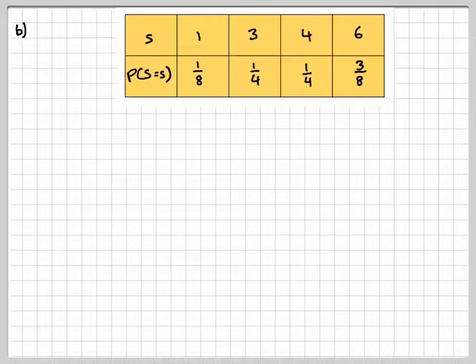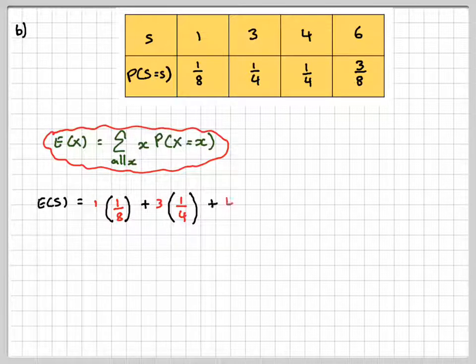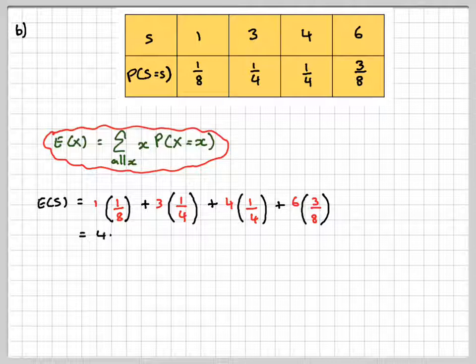Right, writing the table out again. To find the expected value, you do the sum over all x of x times the probability that X is equal to x. So it's going to be s times the probability that S is equal to s, for all values. So we're going to do 1 times 1/8 plus 3 times 1/4 plus 4 times 1/4 plus 6 times 3/8. That gives me 4.125, or 4 and 1/8. We're going to need to use that in the last part of the question.